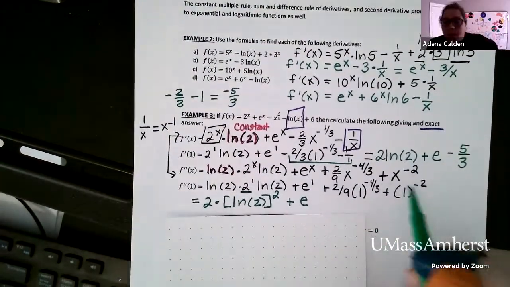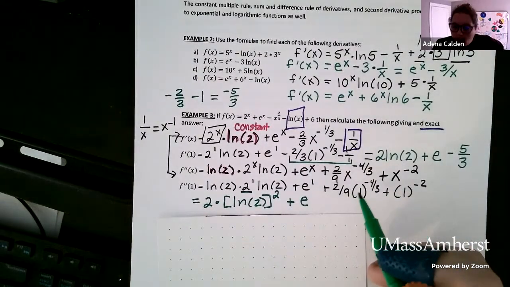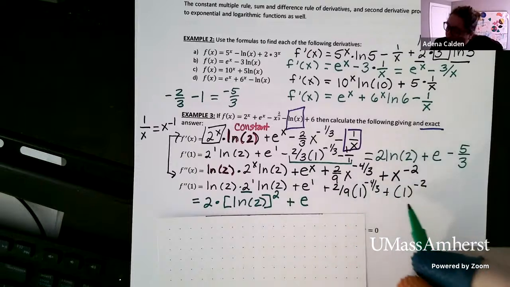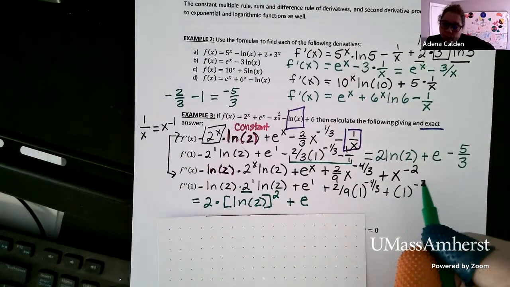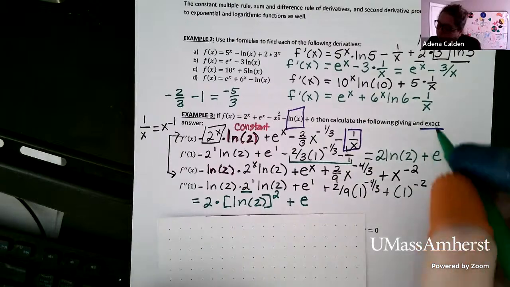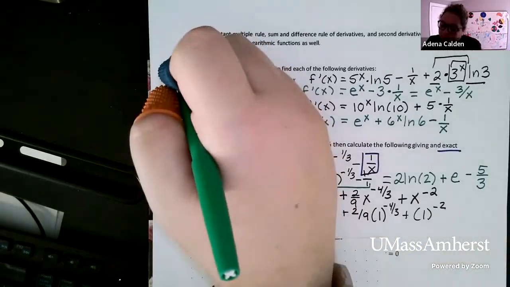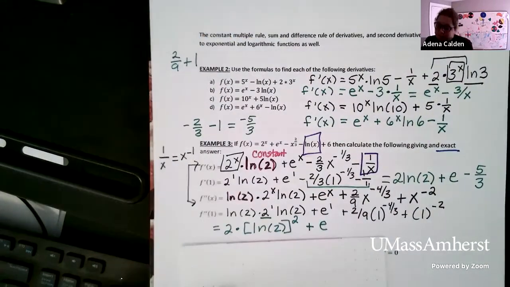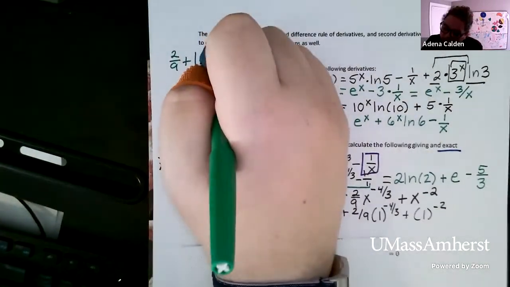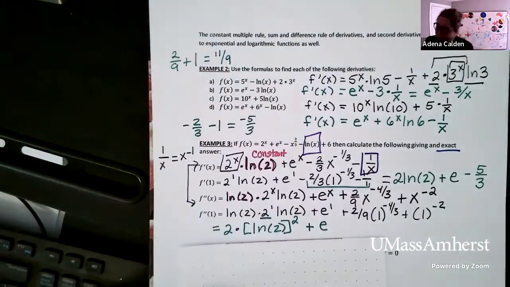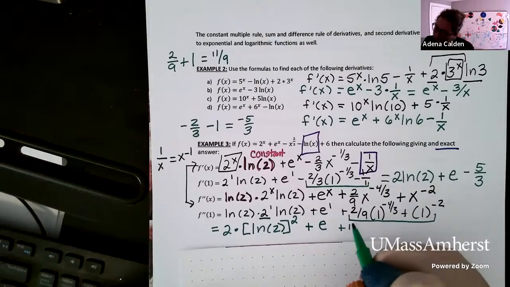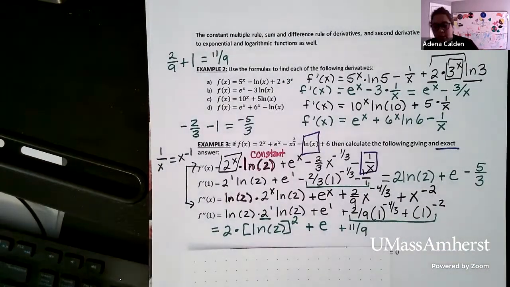And now again, we have some constants at the end. 1 to any power is 1, which means we have 2/9 plus 1, right? Because 1 to any power is 1. So 2/9 plus 1 is the sort of calculation we need to work out. Remember, 1 is the same thing as 9/9. So when we add these together, we get 11/9. So combining these, we get plus 11/9.